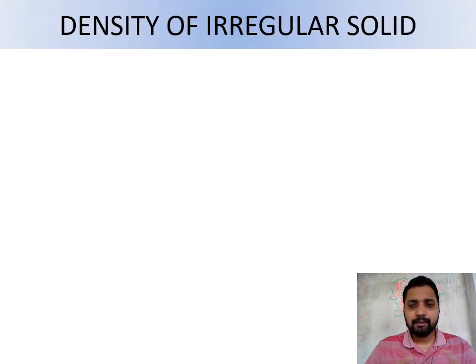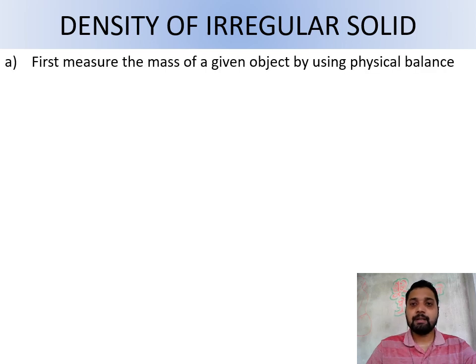Now, we'll find the density of an irregular solid. Means any shape which is not having a definite shape. For density we need two things. One is the mass, second is volume. First thing we'll calculate their mass. Mass how we'll measure? Mass we can measure by using physical balance, beam balance or electronic weighing machine.